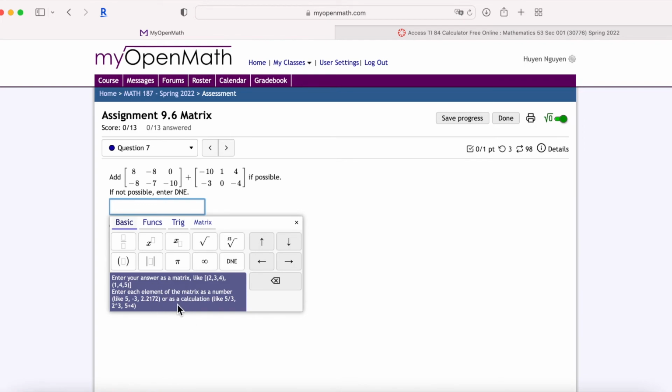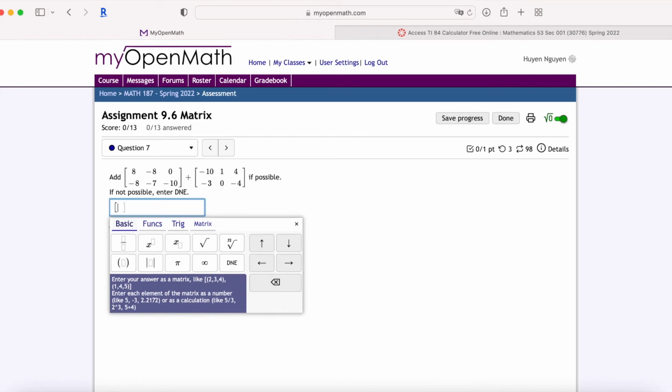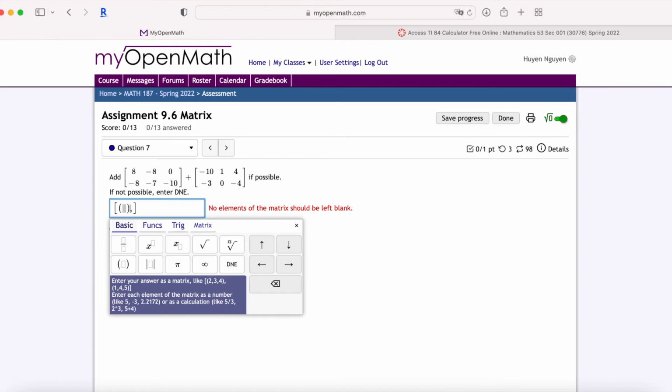So basically, your matrix will start with a square bracket and stop with a square bracket. And inside the square bracket, you will have two rows. So they are separated by a comma. And each row, you will put them into a pair of parentheses. So I have a matrix with two rows. And then in each row, I have three elements.